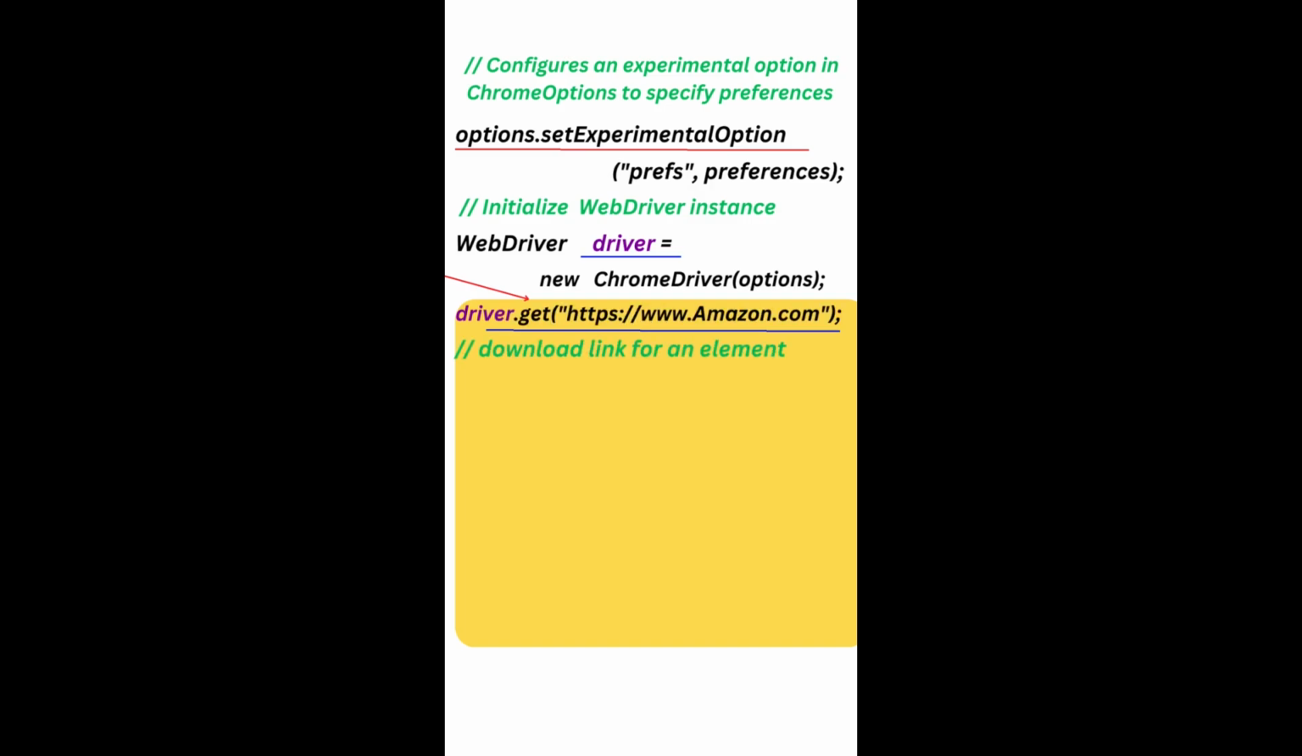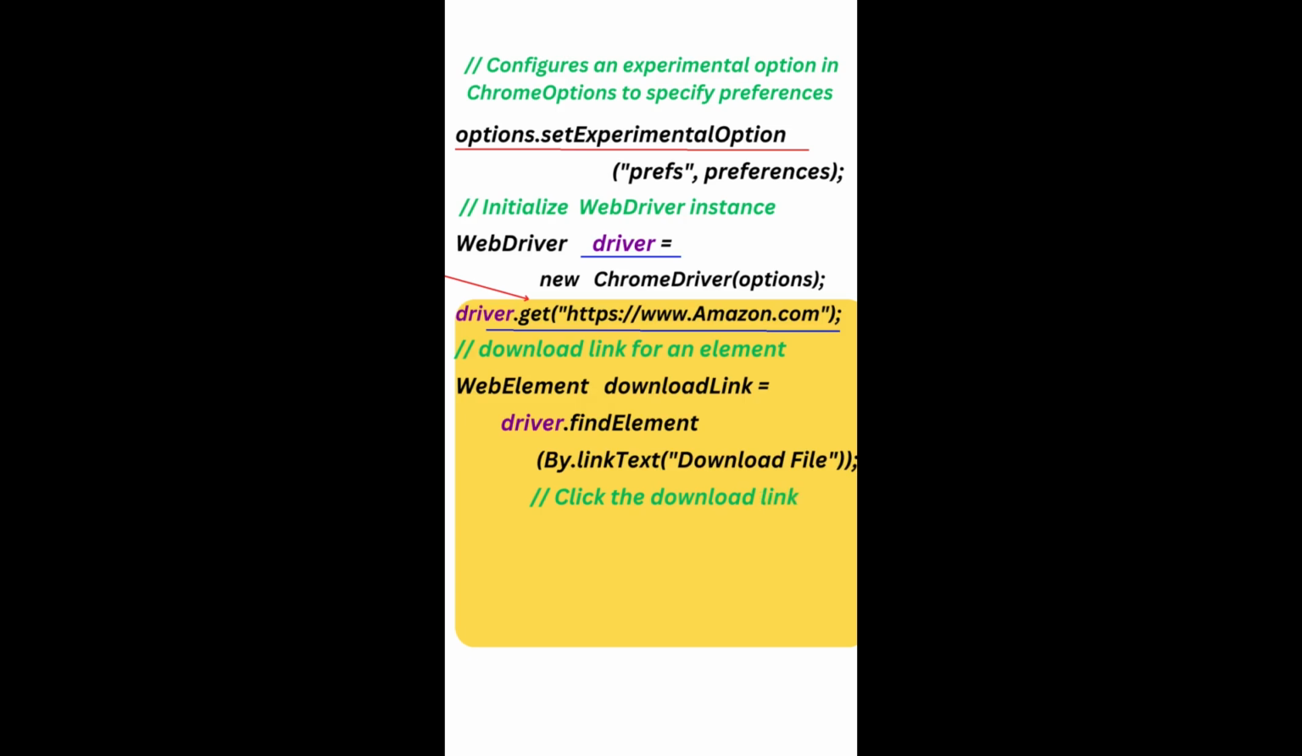Then initializes a WebDriver instance for controlling the Chrome browser with the specified options. Next, launch the application, and locate the web element for the download link and click on it. Now the file will be directly downloaded into the specified folder.